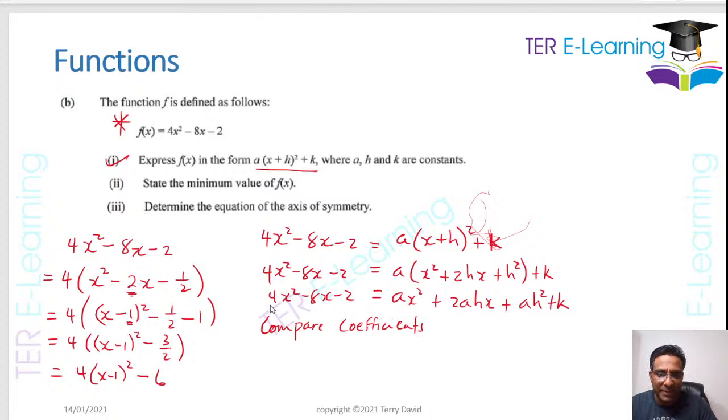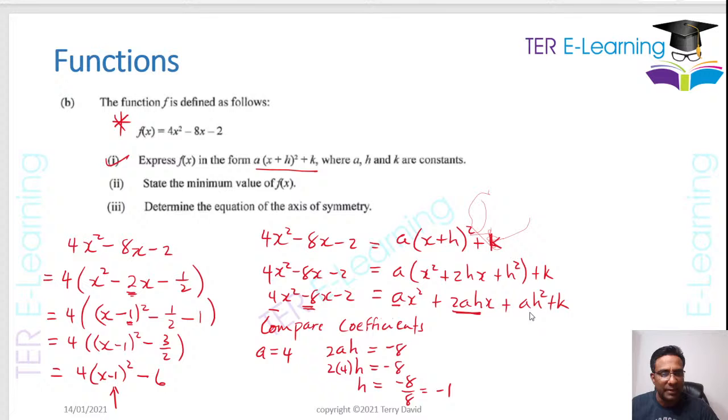If we do that, then we can say easily that a is equal to 4. The only term on the right hand side we have in x is this, and we have minus 8x here. So that means 2ah is equal to minus 8. But a is 4, so this is 2 multiplied by 4, h, equal to minus 8. Therefore h is equal to minus 8 over 8, which gives us minus 1. And notice that's what we got before.